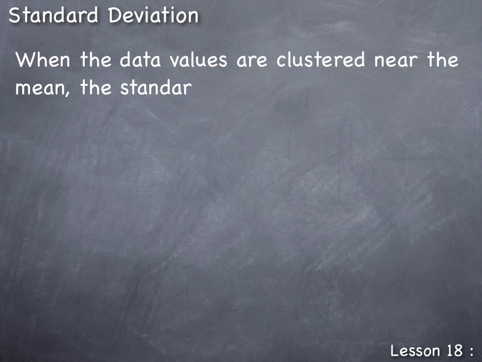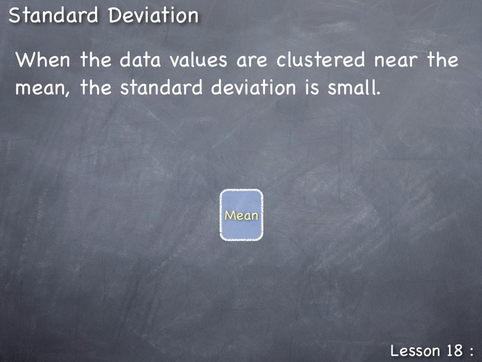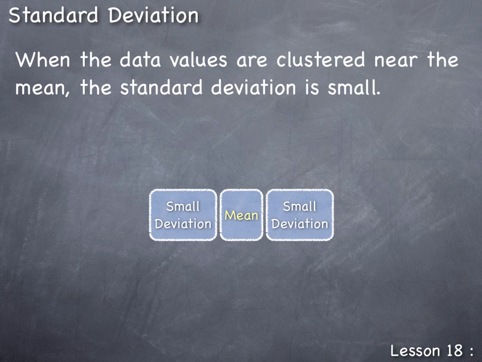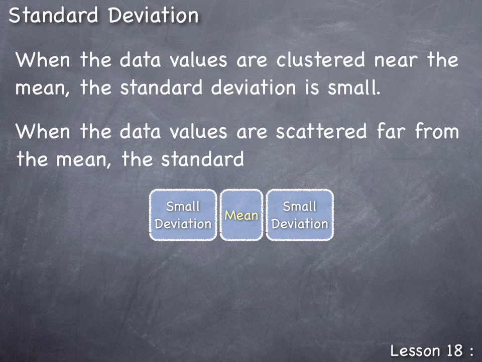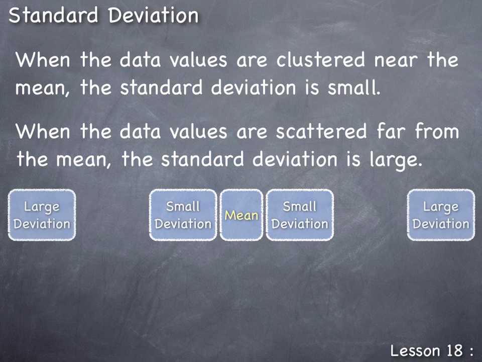When the data values are clustered near the mean, the standard deviation is small. So to illustrate this, if we have data values very close to the mean, we have a very small deviation. Hence, when we calculate the standard deviation, we'll get a relatively small result. When the data values are scattered far from the mean, the standard deviation is large. So when the data values are far from the mean, the result is a large deviation. Hence, when the standard deviation is calculated, we get a large result.